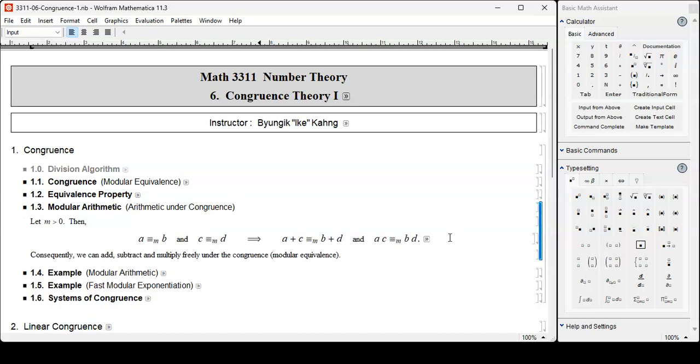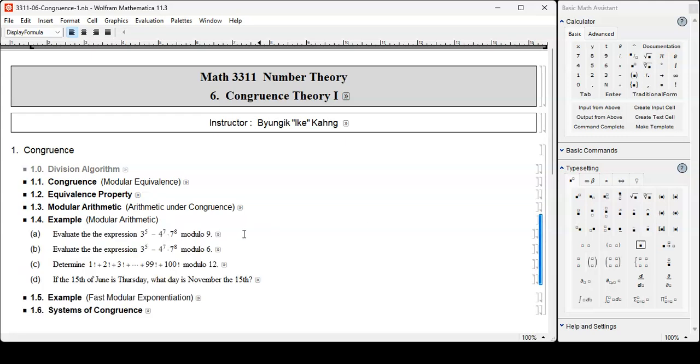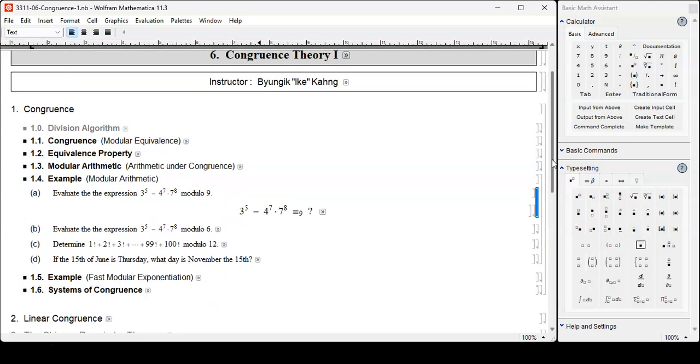Previously, we established modular arithmetic. Basically, we can add and multiply freely as long as we have the same modulus. And we went through the first example here, modulo 9. Let's repeat that as an exercise.